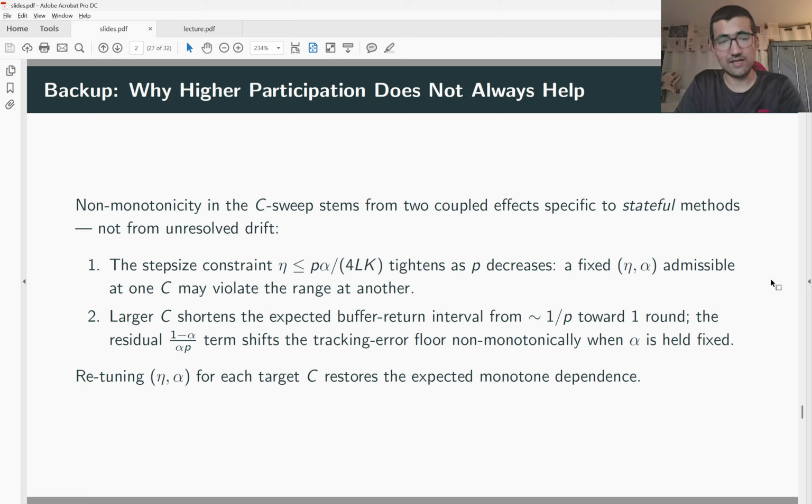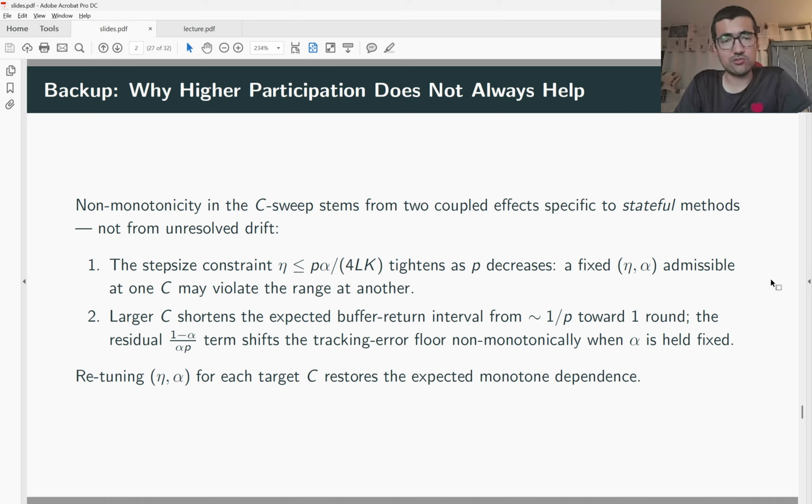First, our step size condition. Eta at most P alpha over 4LK tightens as P decreases. We held eta and alpha fixed across the sweep, so a learning rate that's admissible at one participation level can fall outside the valid range at another, and the per round dynamics shift exactly in the direction the bound predicts.